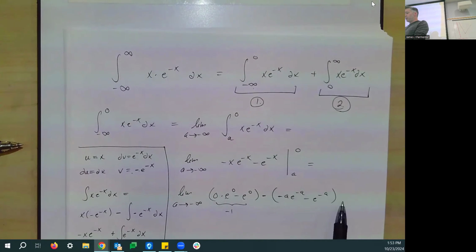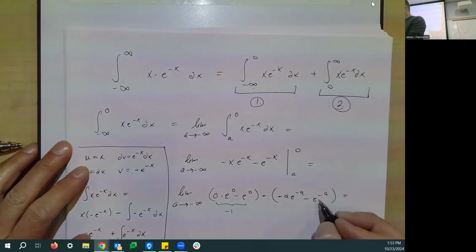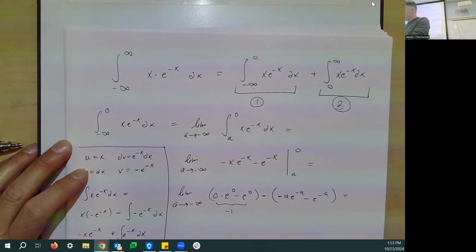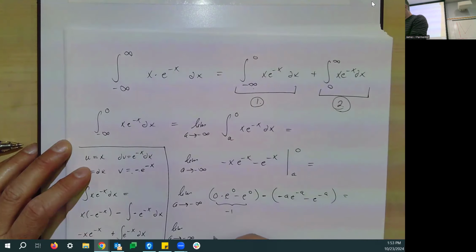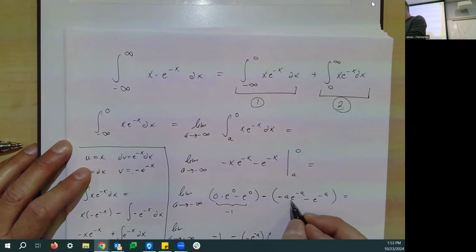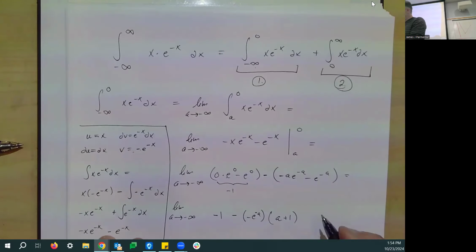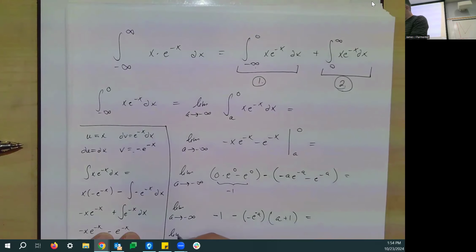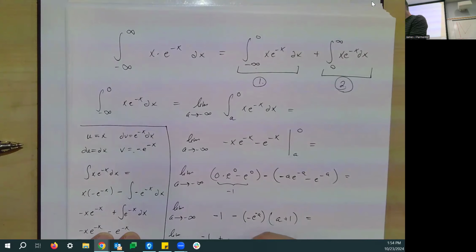And here I'm going to do one thing. I'm going to factor out a negative e to the negative a. So I have the limit as a approaches minus infinity of negative 1 minus negative e to the negative a. And then I'm left with, from here, a positive a, and from here, a positive 1. So here's what I've got. The limit as a approaches minus infinity of negative 1 plus e to the negative a times a plus 1.